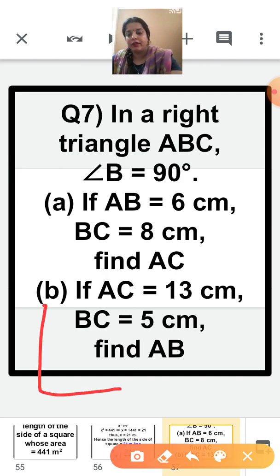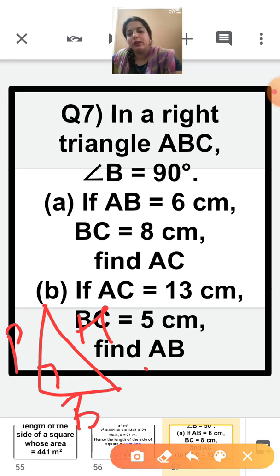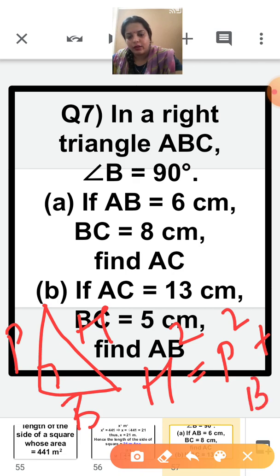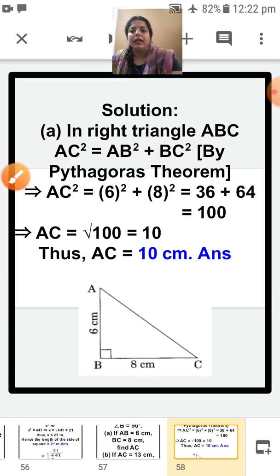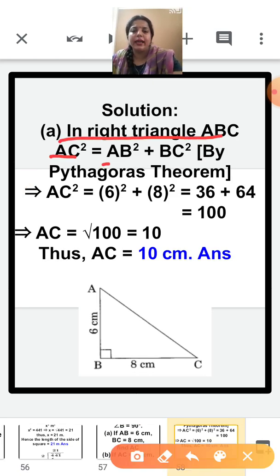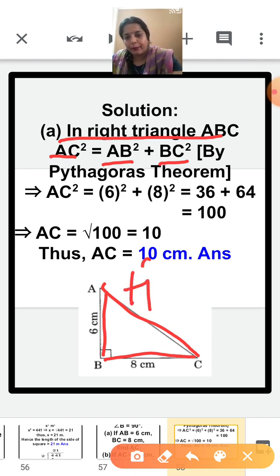In Pythagoras theorem, when 90 degrees is forming, this is the hypotenuse, this is the base, and this is the perpendicular. So what formula comes out? Hypotenuse square equals perpendicular square plus base square. Okay, this formula came out from this. Let's see the solution. In the right angle triangle ABC, this is your diagram you are able to see on the slide. This is your perpendicular, this is your base, and this is your hypotenuse. I told you the formula was hypotenuse square equals perpendicular square plus base square.